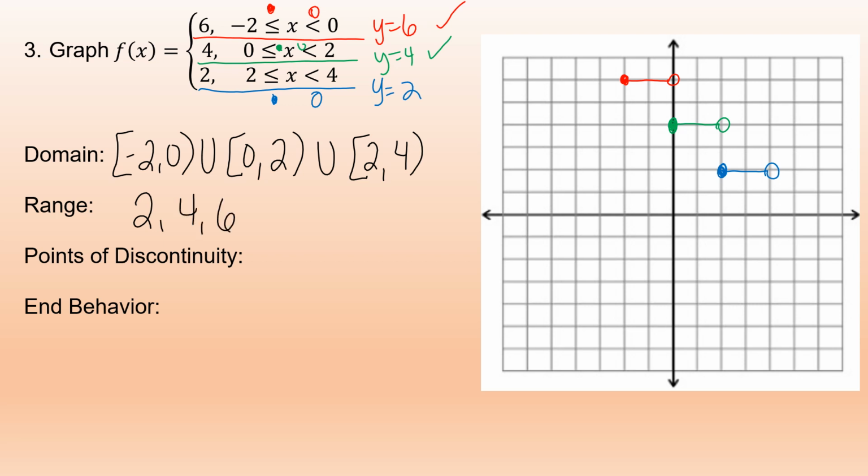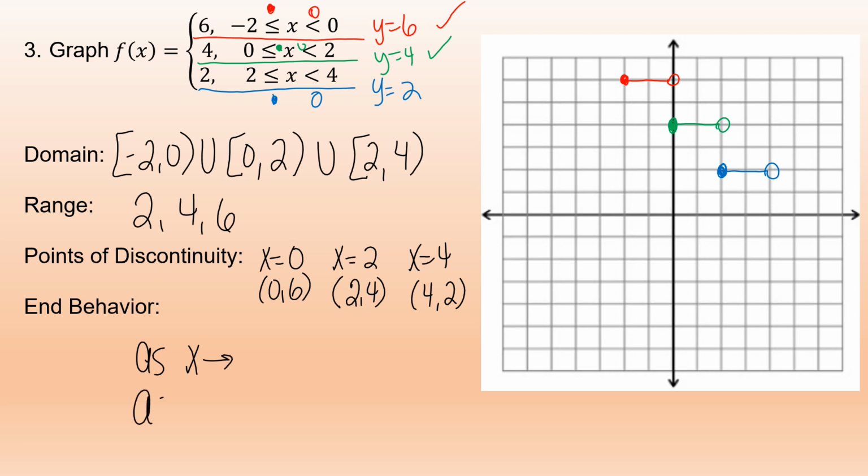Points of discontinuity occur at x equaling 0. The open circle is at the ordered pair (0, 6). At x equaling 2, the ordered pair with the open circle is at (2, 4). And x equaling 4, and again that open circle is at the point (4, 2). We're going to have a very specific end behavior because these are line segments, so I'm going towards infinity and negative infinity, but I'm not going there. Okay, we have particular values.